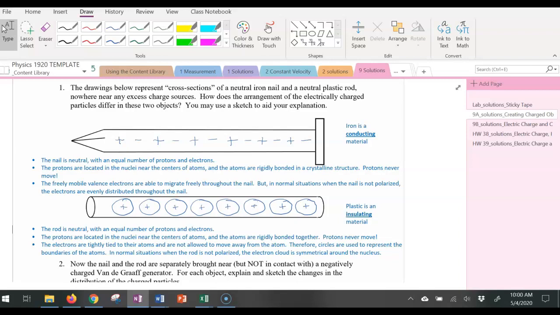And so we don't really show minus signs when we're showing an insulating material. We show the plus inside the circle, and the circle represents the boundaries of the atoms. They represent where the electrons are moving around. In normal situations, like this, when the rod is not polarized, the electron cloud is symmetrical around the nucleus. So in other words, the plus sign is at the middle of that circle.